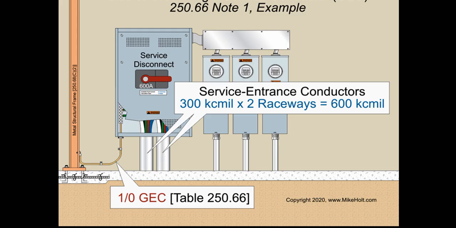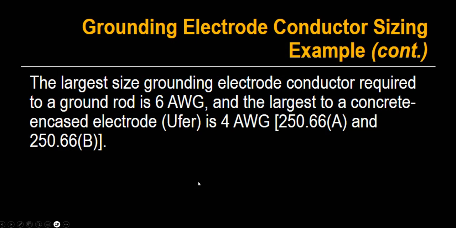Which is the size of the largest ungrounded conductor or equivalent area of the parallel conductors. See what I'm saying? You're going to take the equivalent area of those conductors. So 300 kcmil times 2 raceways gives you 600 kcmil. That's going to be a 1/0 grounding electrode conductor. And the largest grounding electrode conductor required to a ground rod is 6 AWG, by the way. And the largest to a concrete-encased electrode, or Ufer ground, is number 4.